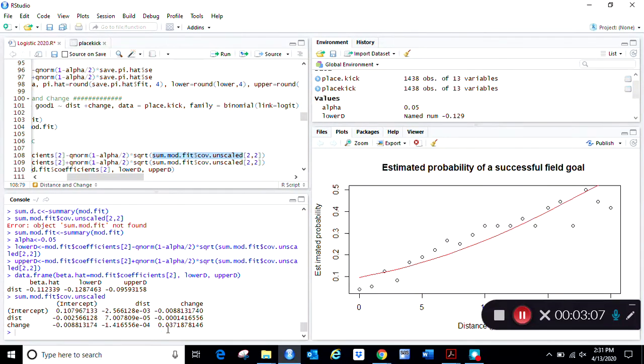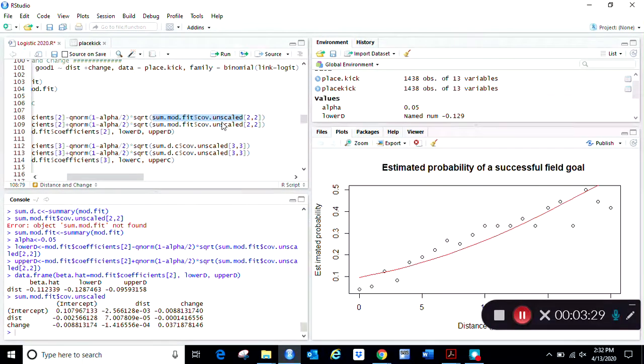Notice that I have different estimates of the variance of the beta hats because it's a different variable that I'm working with. This one is in the second row, second column, and this one is in the third row, third column. That's why you're going to see my code, when I'm doing the distance, have the 2,2. And when I'm doing the change, I'm pulling off the 3,3 to get those corresponding elements.